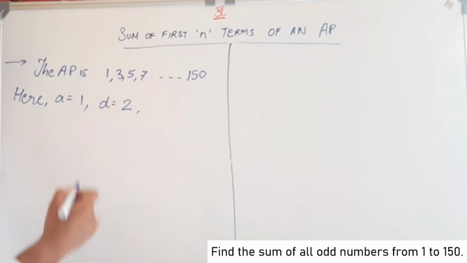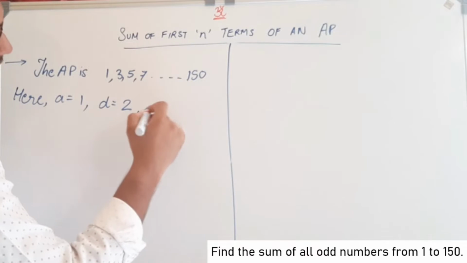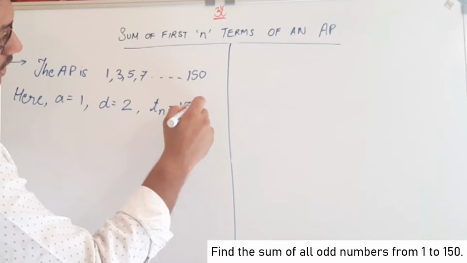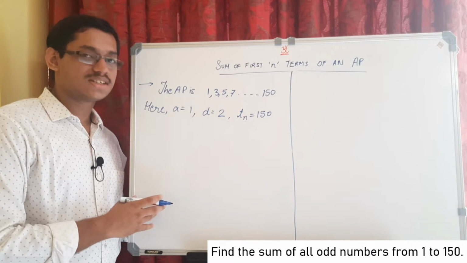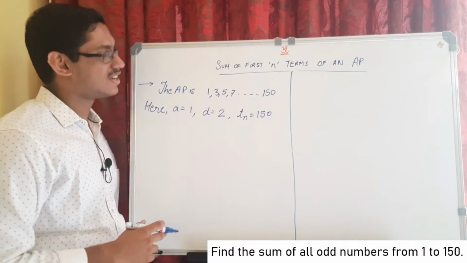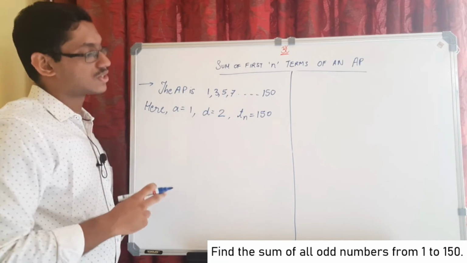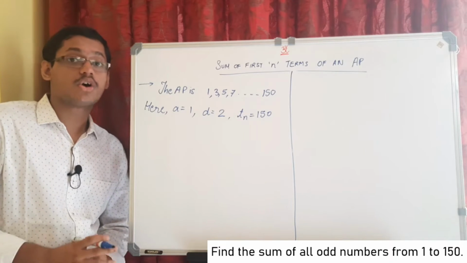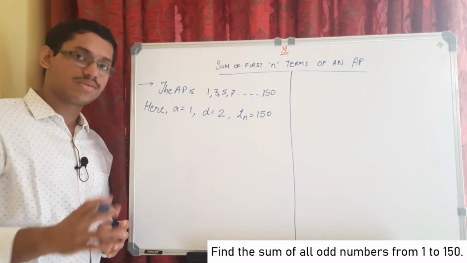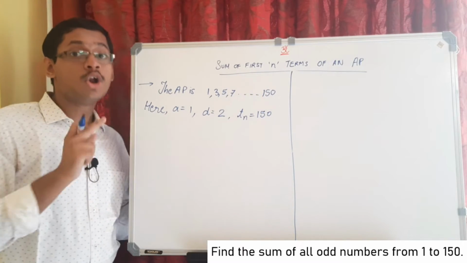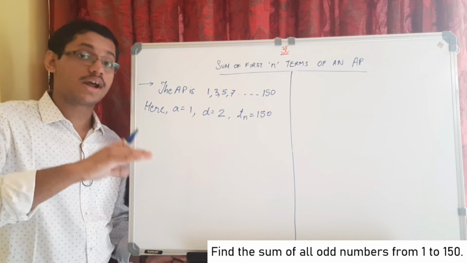What is N? Can we find N right now? No, we cannot find it. So what can we find? Tn is given. Tn is equal to 150. Now see, here I have made a mistake. Can you find out what the mistake is here? Correct, 150 is an even number. Here it is written, we have to find the sum of all odd numbers. It is given in the question from 1 to 150, but do we have to consider 150? No.